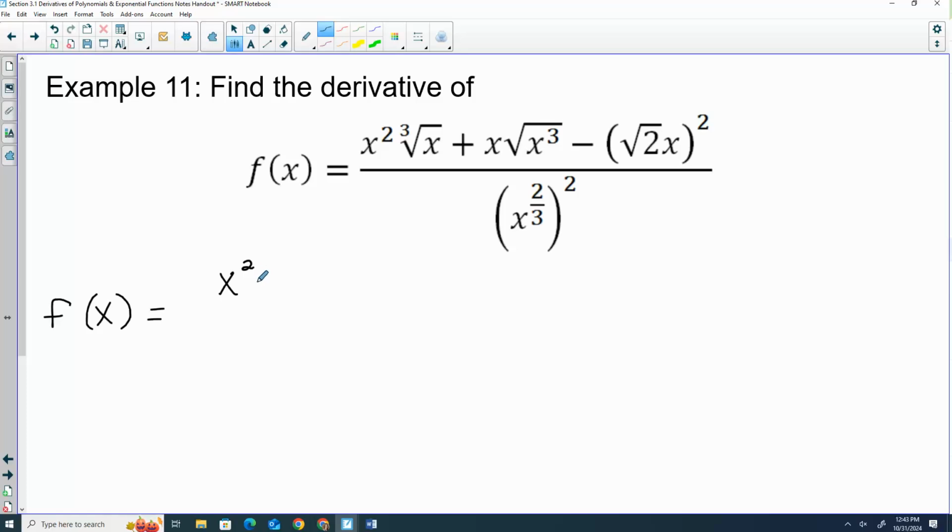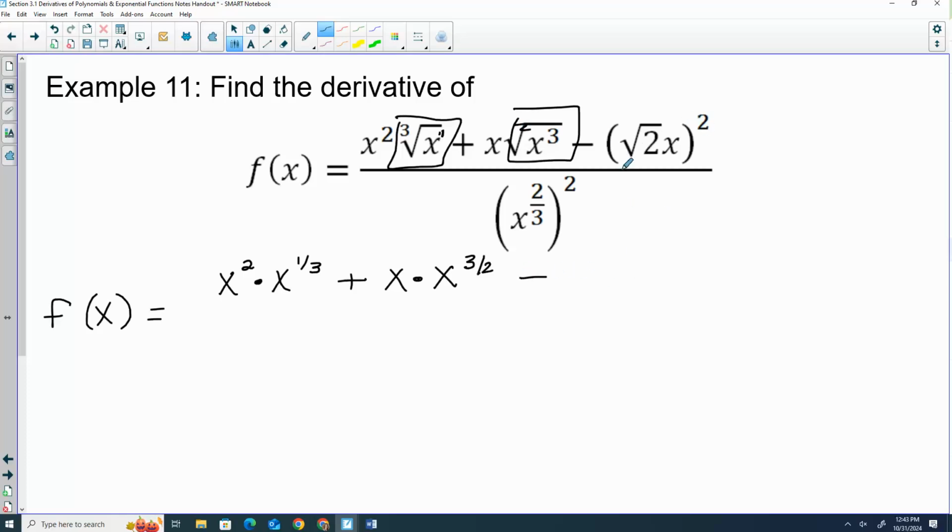I have x squared times the cube root of x. How would I write that as x to what power? Plus x times the square root of x cubed. That would be x to the... Oh, no, 3 over 2. Because remember, it's the exponent on your x divided by the index on the radical. If there's no index written, it's 2.